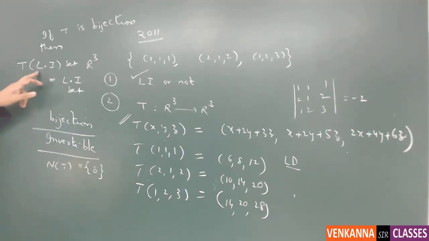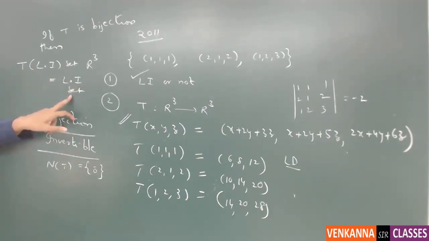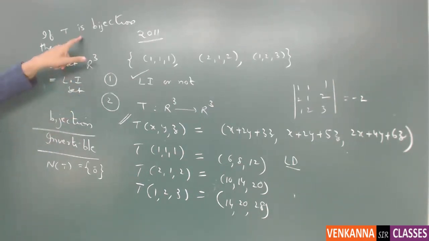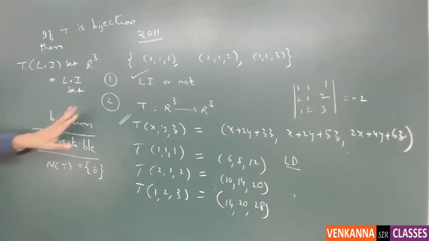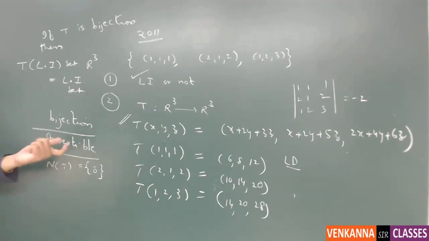So T of a linearly independent set will give a linearly independent set. This is possible only when T is a bijection. If T is not a bijection, then T is just a transformation. So if you give input as a linearly independent set, it is not guaranteed that the output is again a linearly independent set. Okay?